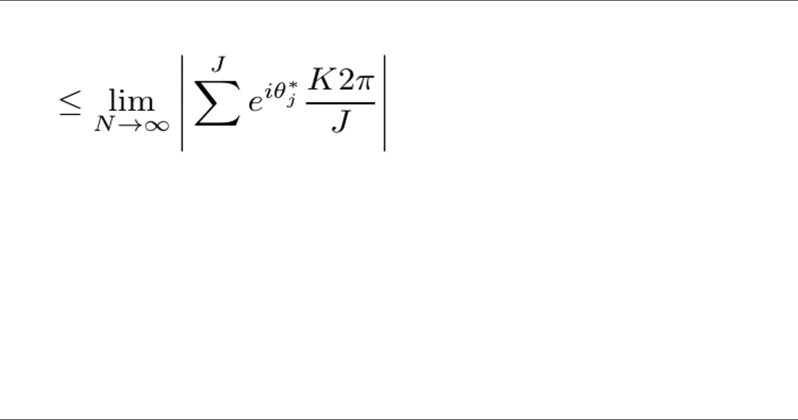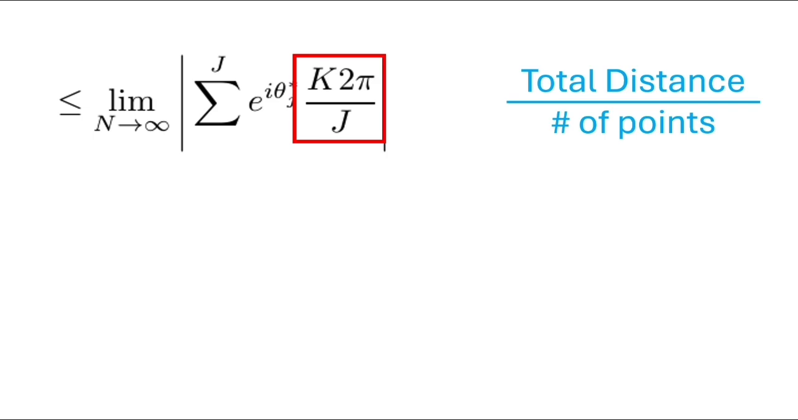And then we have something very interesting. We have a sum of j w of n's multiplied by k2 pi over j. That is a very interesting number because k times 2 pi is the length of the whole range of our values of theta, and j is the number of points that we have in that range. Total distance divided by number of points. That is the average distance between 2 points, isn't it?